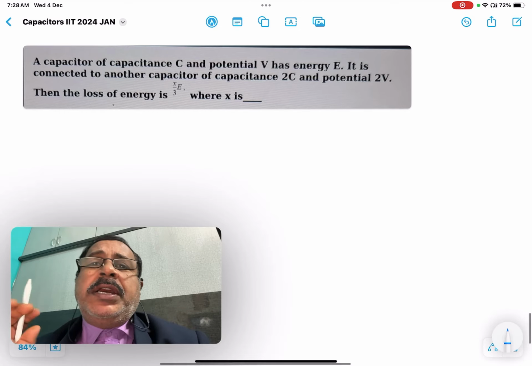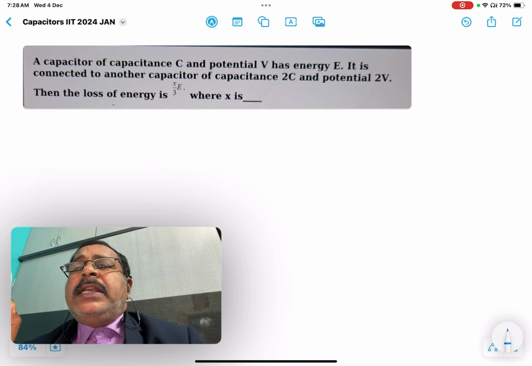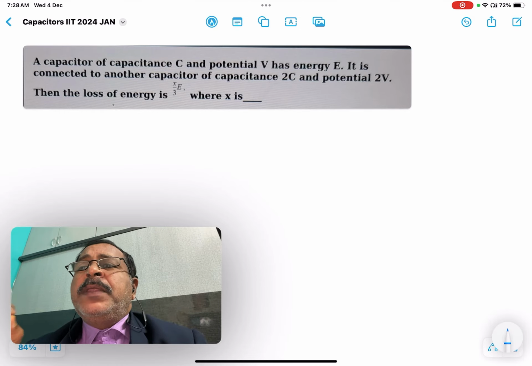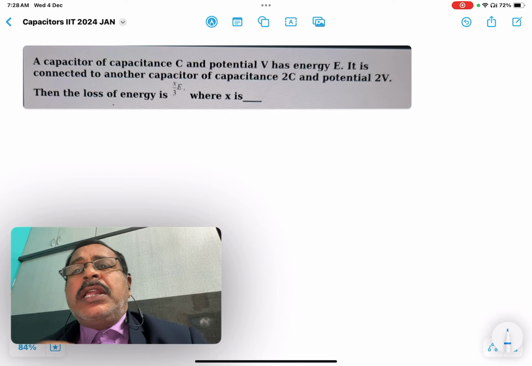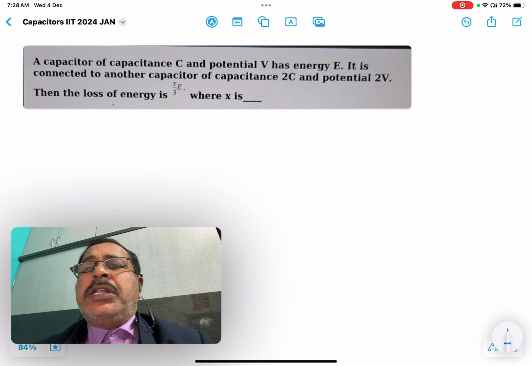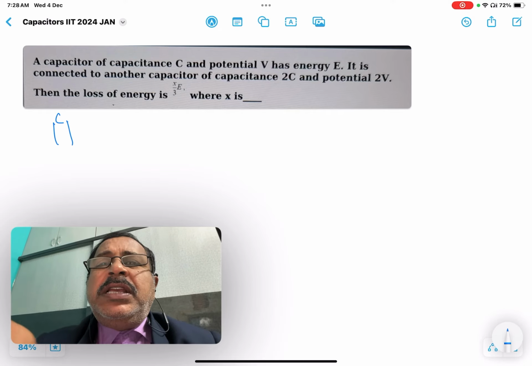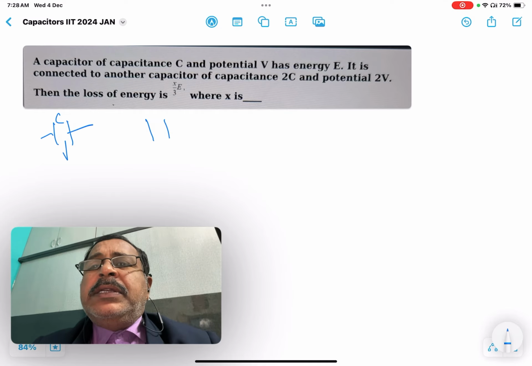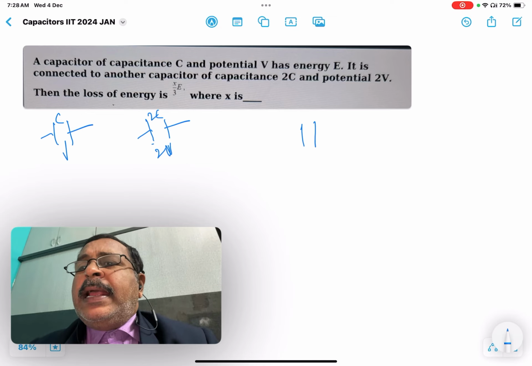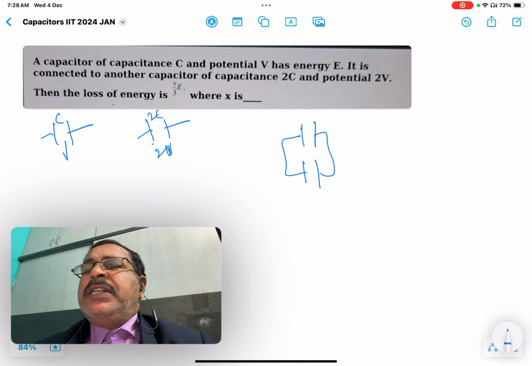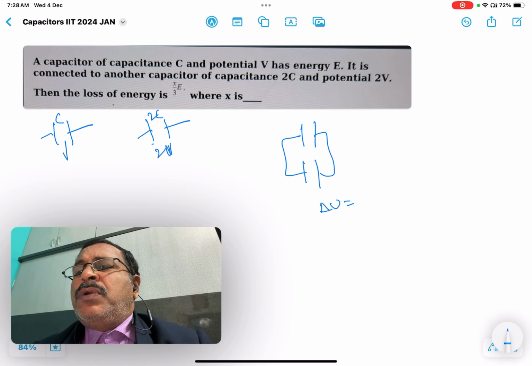Now next question: a capacitor of capacitance C and potential V has energy E. It is connected to another capacitor of capacitance 2C and potential 2V. So this is C and V, and this is 2C and 2V. Now these two are connected in parallel like this. Then they are asking for the loss of energy. So delta U equals half into C1 C2 by C1 plus C2 into V1 minus V2 whole square.